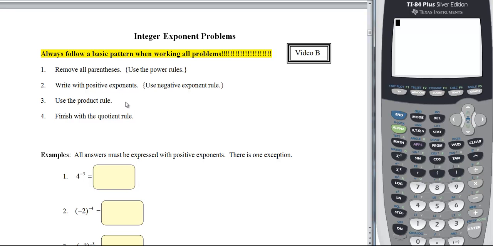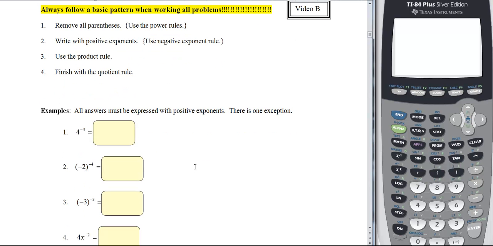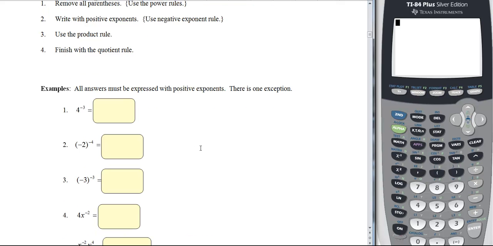Next, use your product rule and then your quotient rule. Sometimes you can do these at the same time. All answers must be expressed with positive exponents. There is one exception, like I said in the prior video, but we still haven't gotten there yet.